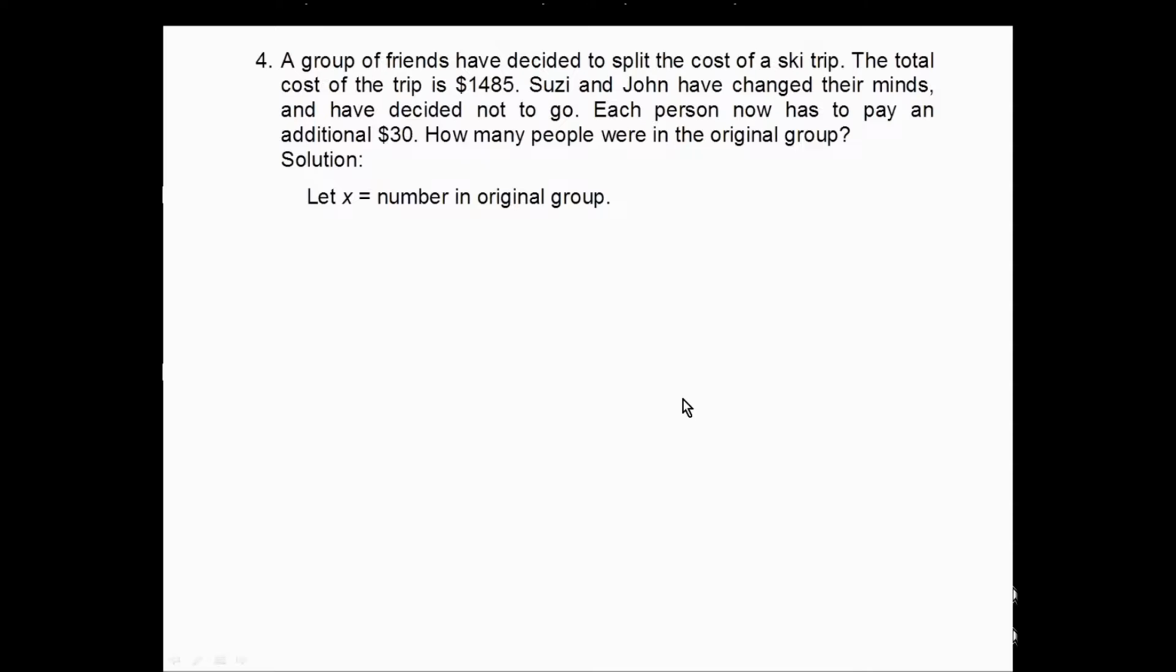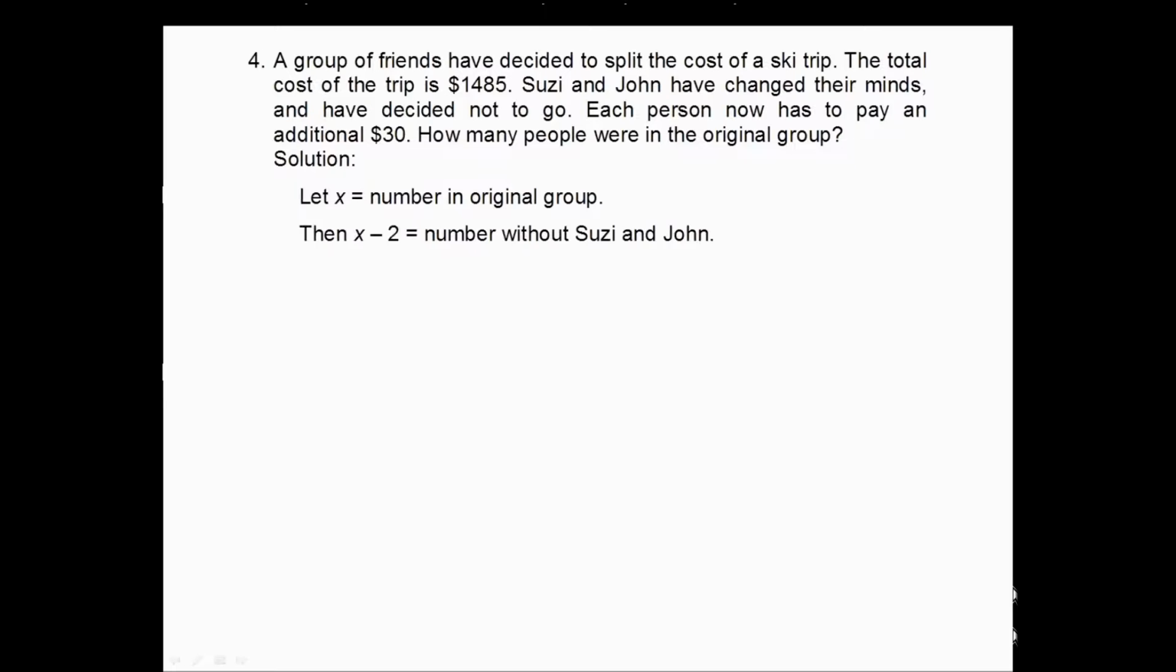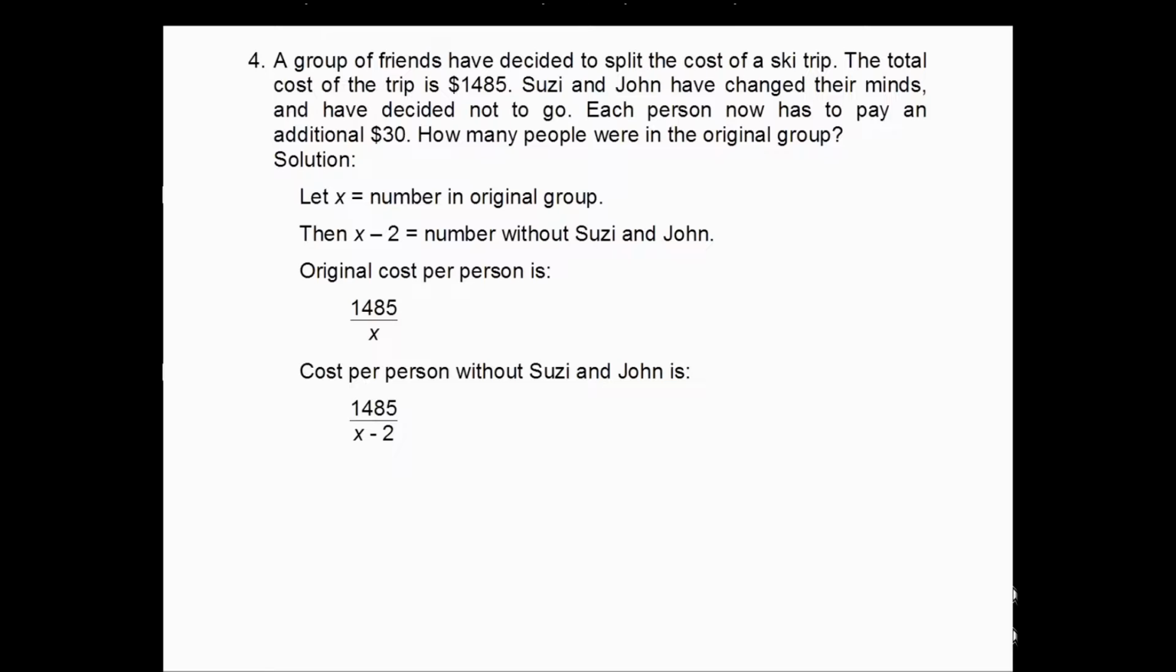So $1,485 total cost. I'm going to let X equal the number in the original group. Now without Susie and John, I've lost 2 people. X minus 2 is the number without Susie and John. When you split the cost of a trip, you take the total cost divided by the number of people. So 1485 over X is the original cost per person, and 1485 over X minus 2 is the cost without Susie and John.